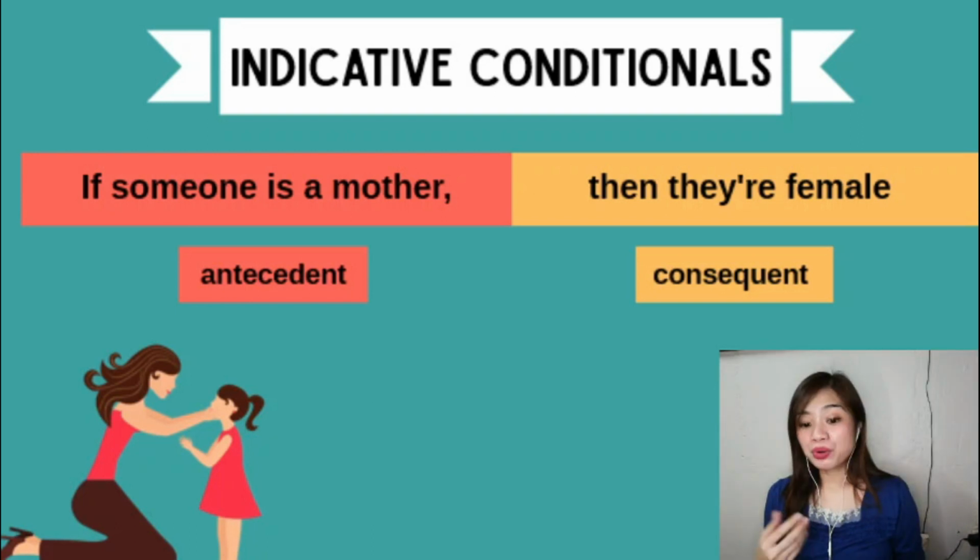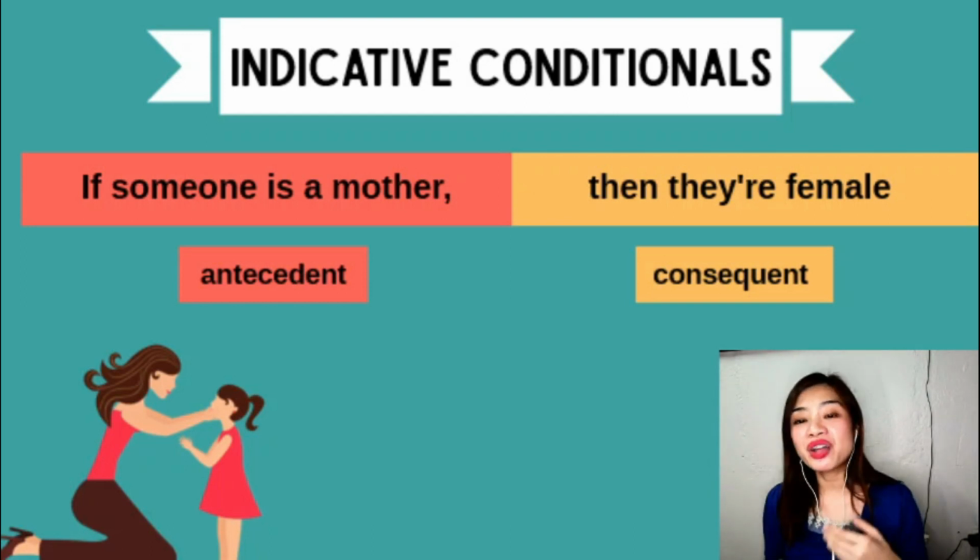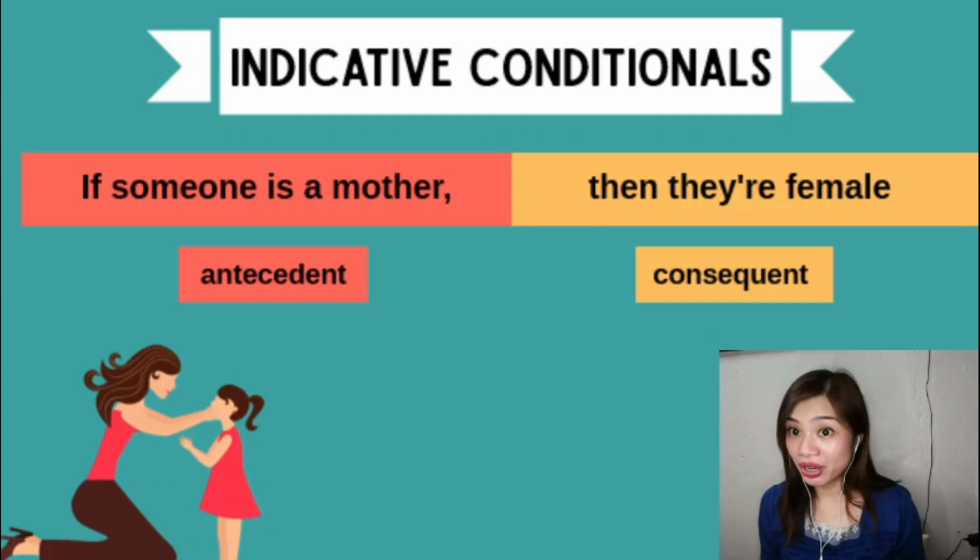And our result is then they're female, which is also called our consequent. Now, if we know that someone is a mother, not just a parent but a mother, that is enough to show that the person is female. Therefore, being a mother is a sufficient condition on being female. It's like we can easily conclude that if the person is a mother, that person is female. It is not, however, a necessary condition on being female, since being a mother is not a requirement for being female. You can be female without being a mother, right?